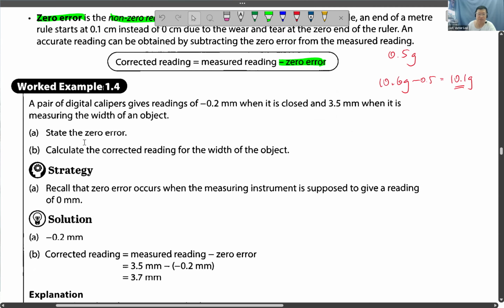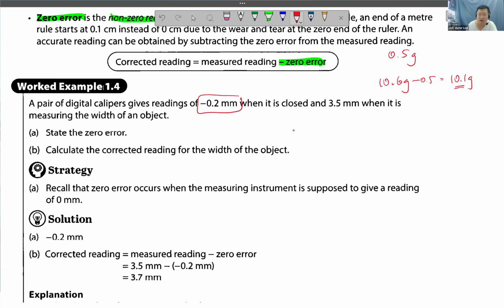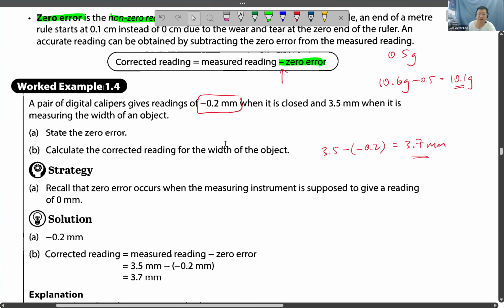Okay, so a pair of digital calipers gives a reading of minus 0.2. The zero error is 0.2 negative, and 3.5 mm when it's measuring a width. So what's the zero error? Zero error is a negative 0.2. Remember, negative. But you always minus zero error. Look at this. It's 3.5 minus my zero error. So I end up with 3.7. Are you with me? You always minus zero error. So if the zero error is positive, you minus just nice. If the zero error is negative, you minus, you add it back. Also just nice.